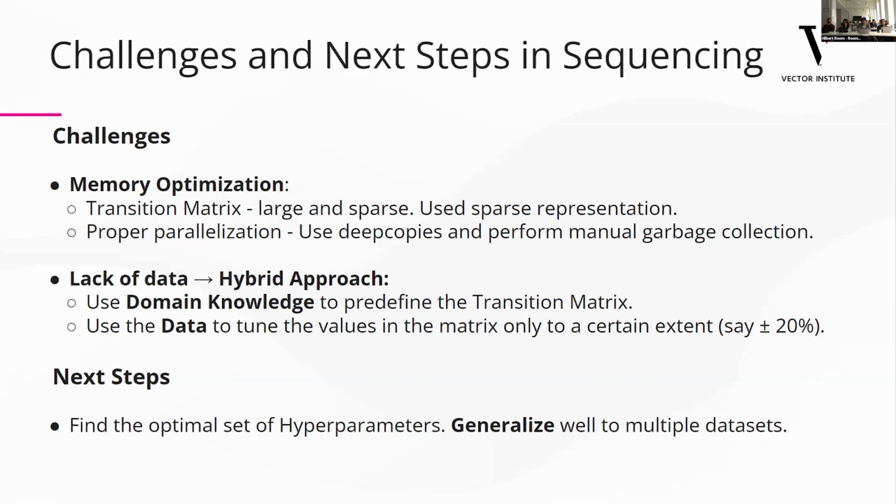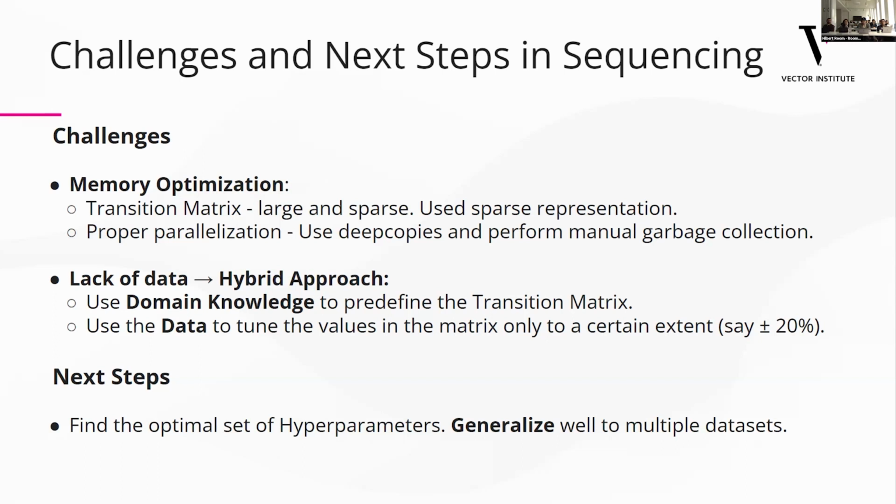The second challenge that we faced was the lack of data, and for that, we took a hybrid approach. Since we have domain knowledge, we used that to predefine the transition matrix, and then used the limited data that we have to tune the values in the matrix to a certain extent, maybe plus or minus 20%, plus or minus 30%.